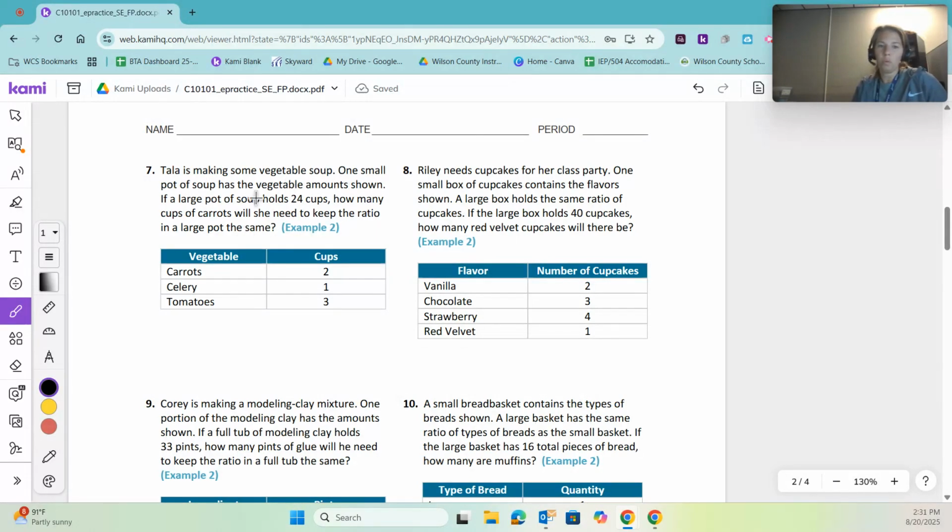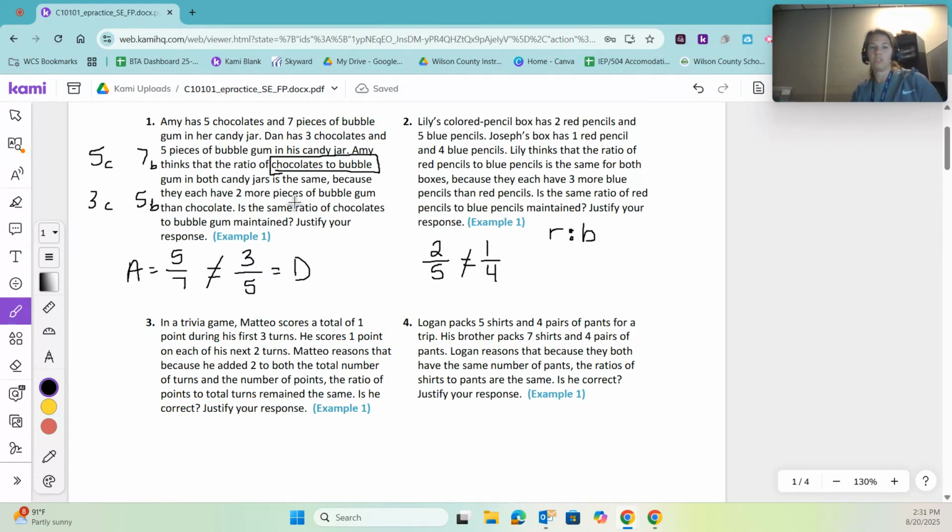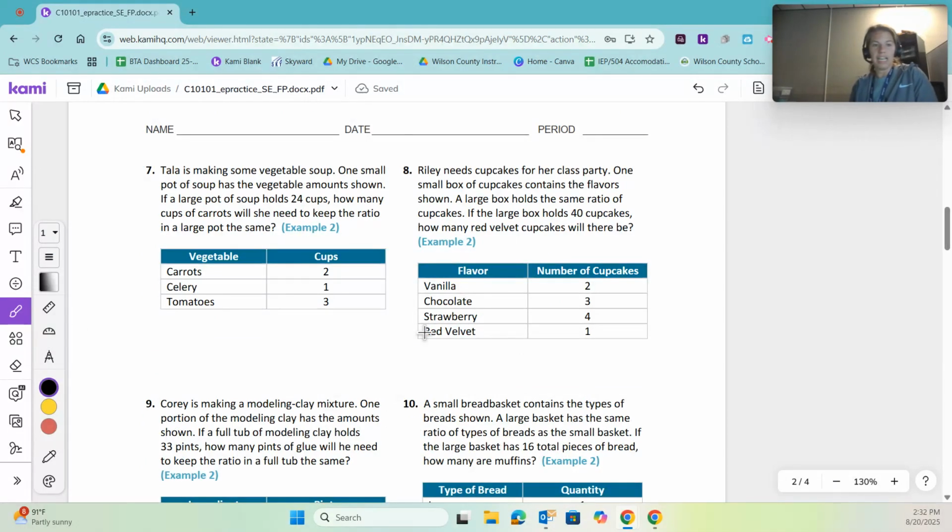Before we go on to this, I do want to mention that these ratios up top, we're looking at part to part. Part of the candy was bubble gum and part was chocolates. So that's a part to part ratio. Part of the pencils in the jar were red and part were blue. So that's a part to part ratio. Now the one we're looking at here with the vegetables says Tala is making some vegetable soup. If the large pot holds 24 cups, it's not saying 24 cups of carrots and 24 cups of celery. It's saying total cups.